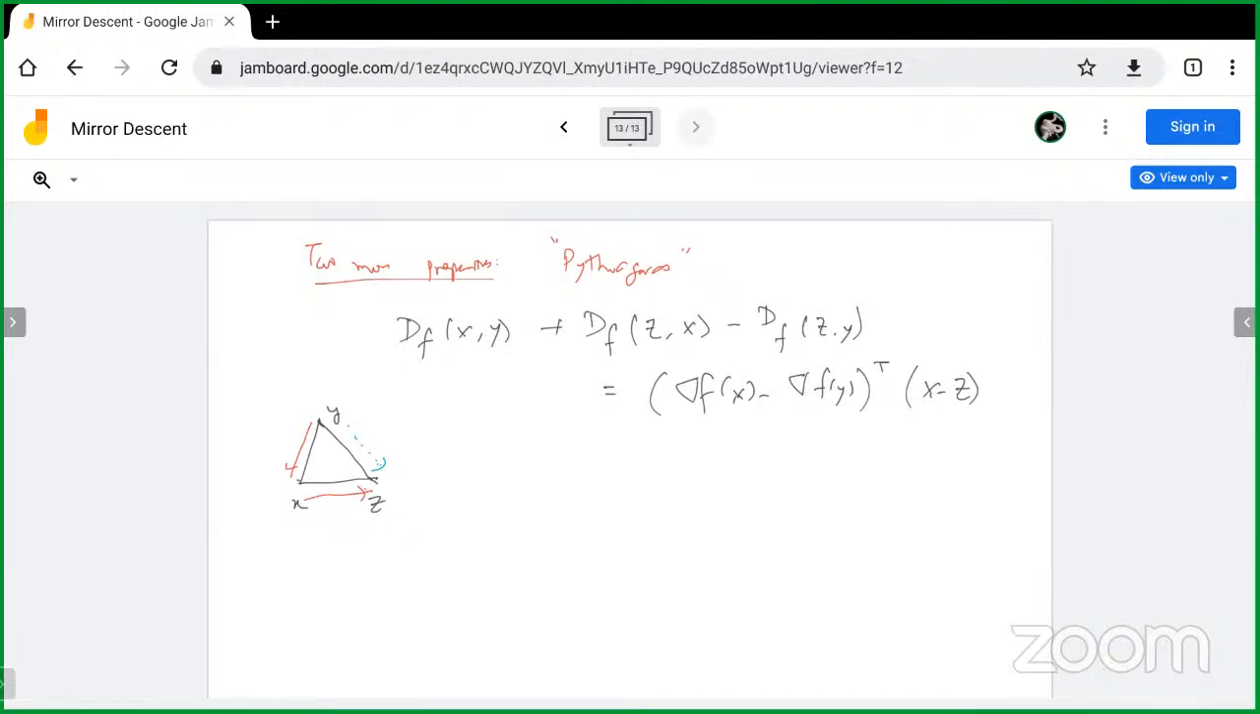And another one is the gradient of the divergence. So the gradient with respect to x of the divergence. So this turns out to be, I think you can probably see, grad f of x minus grad f of y.